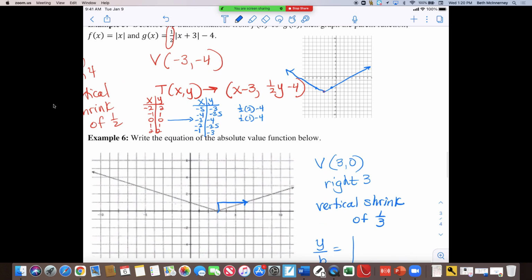Okay, so I'm plugging in the y value is 1. So I took half of 1. I'm using this mapping notation, and I'm only looking at the y coordinate. So I took half of 1 minus 4. So that's 1/2 minus 4, which is negative 3.5.